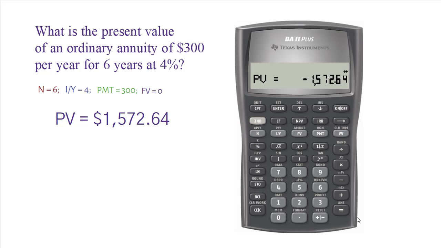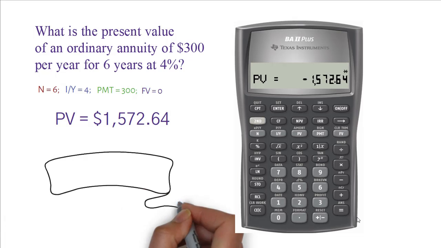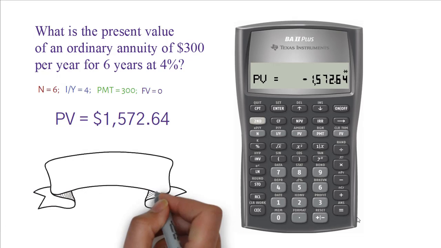Note that the value for PV came out as negative. Just ignore this negative. Always remember that the PV value is considered a negative number in a financial calculator. In other words, PV is also considered cash outflow.